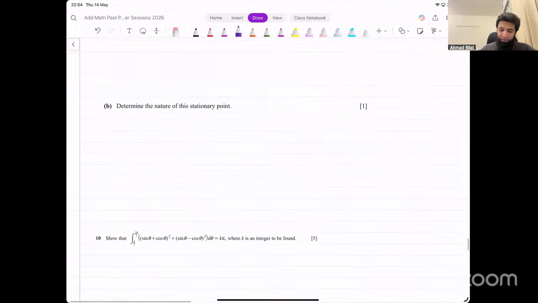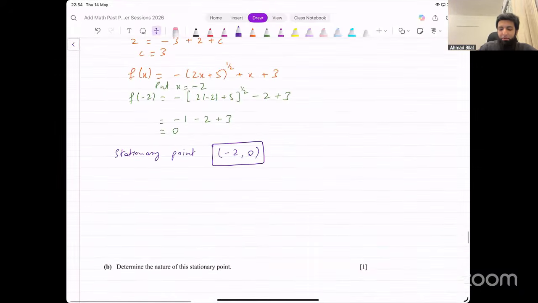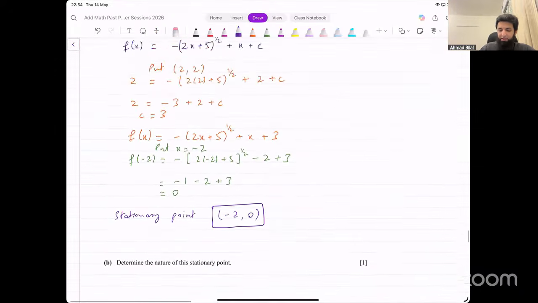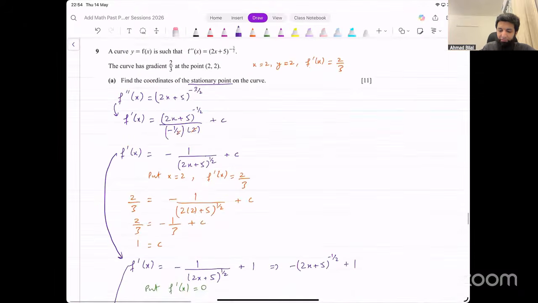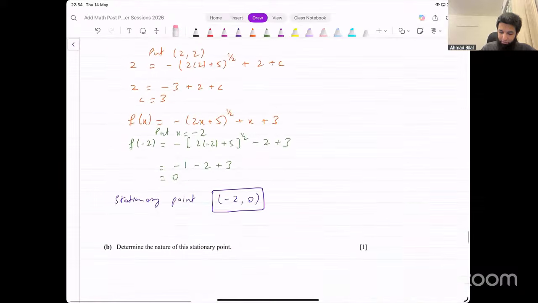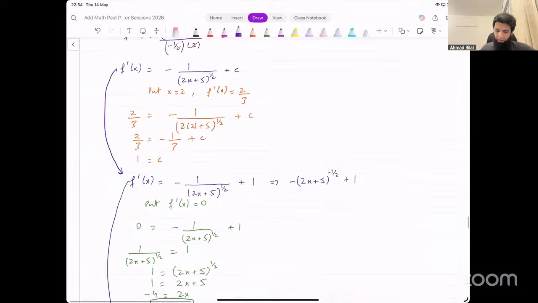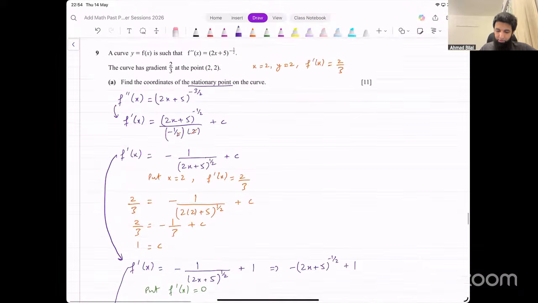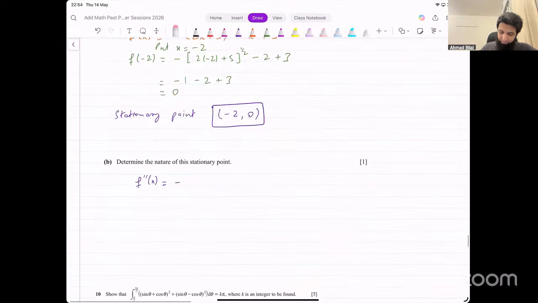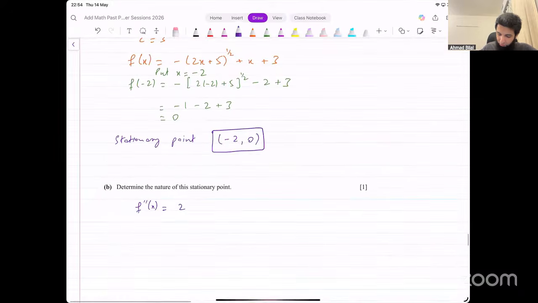Okay, let's move on to the next one now. So now they're saying determine the nature of the stationary point. You have the second derivative. They gave us that in the question. Just put x equals negative 2 in that and see what that gives you. Okay, no, it was plus 2x plus 5 whole raised to the power negative 3 over 2.